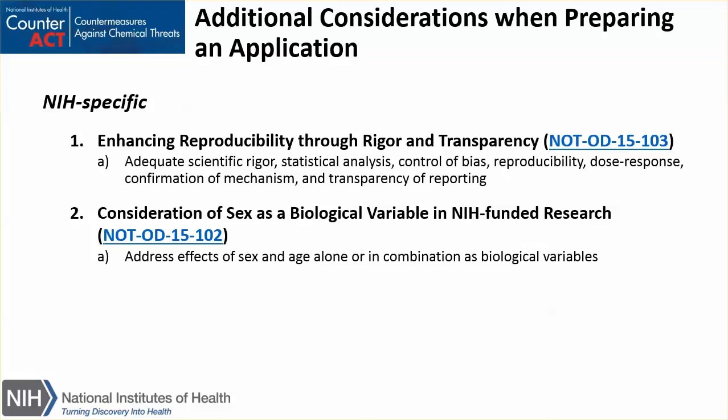So, we're going to end the webinar with a few additional considerations when preparing an application. There are 2 NIH-wide specific things that you must address now with all NIH applications. One is enhancing reproducibility through rigor and transparency, and there is a notice that you should look at before you write your application, and this includes things like adequate scientific rigor, statistical analysis, control of bias, and so forth. So please be sure to read that notice. And the other one is consideration of sex as a biological variable in NIH-funded research. Again, you need to address effects of sex and age alone or in combination as biological variables.